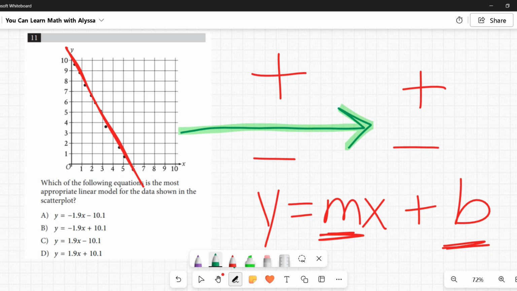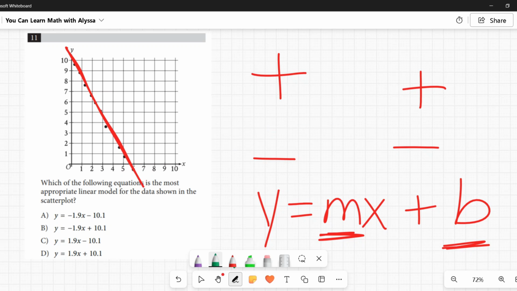If, as we go left to right, we're going down, I'm feeling down. It's negative. I've got negative feelings. You are going towards the negative y. That's a negative slope.